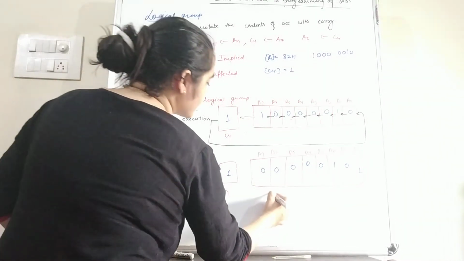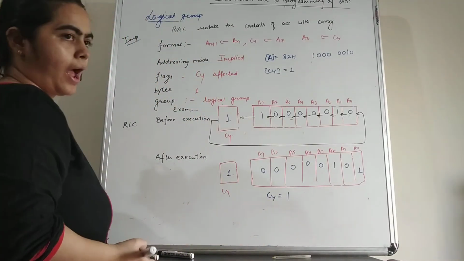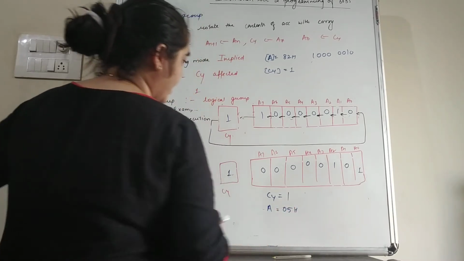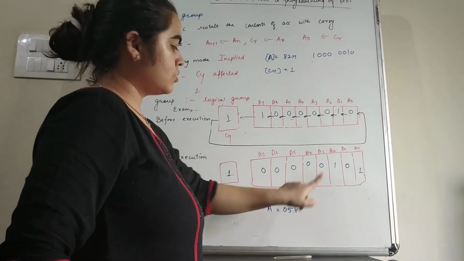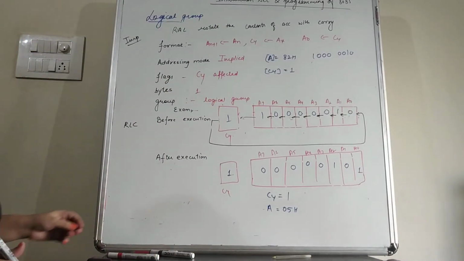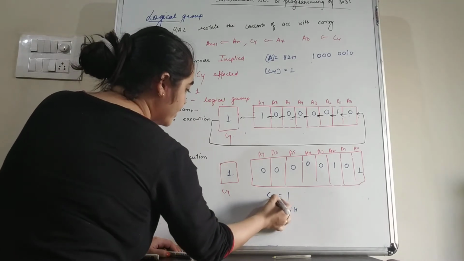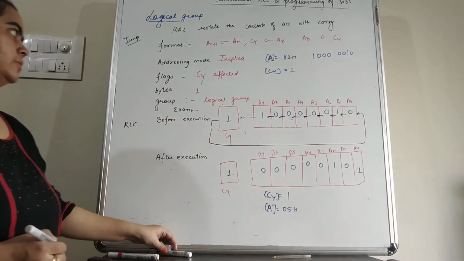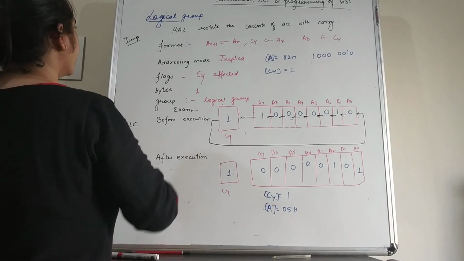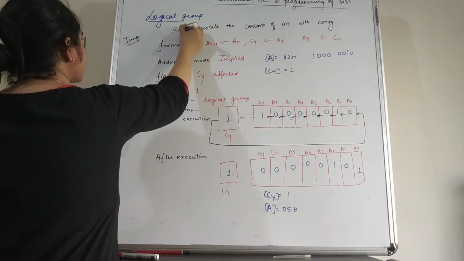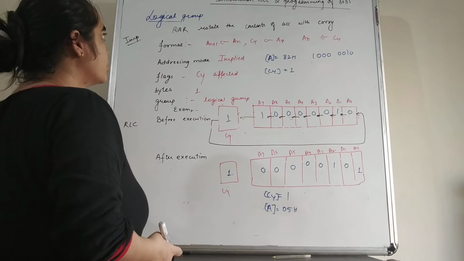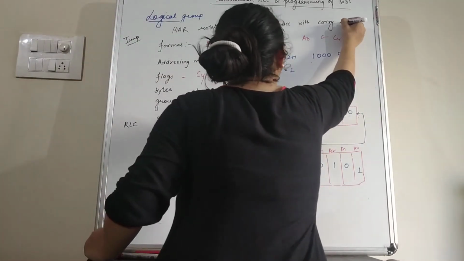So after the execution of this instruction, in carry flag again we have 1, and in accumulator we have value 05H, because 0000 is 0 and 0101 is 5. So after execution, accumulator is having value 05, and in carry flag we have value 1. So this is RAL. Now the last instruction in the logical group is RAR. RAR means rotate the contents of accumulator with carry to the right side.